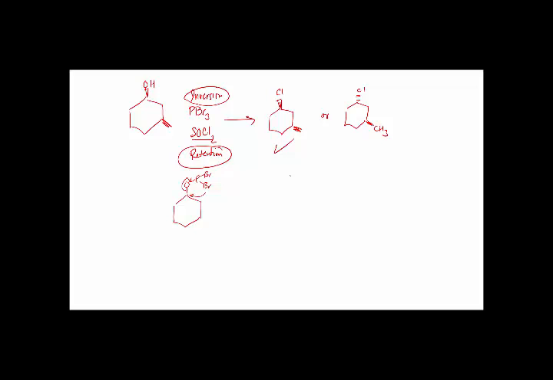And then for PBr3, the bold OH becomes a dashed Br because that's the inversion. So PBr3 will give you inversion, SOCl2 will give you retention. And if you miss those two, just make sure you give me one product and not both.